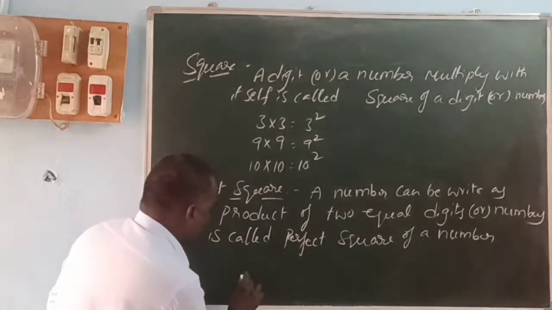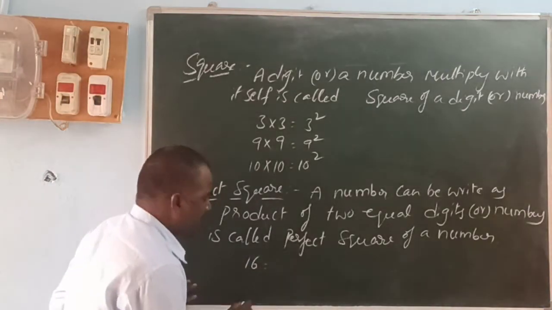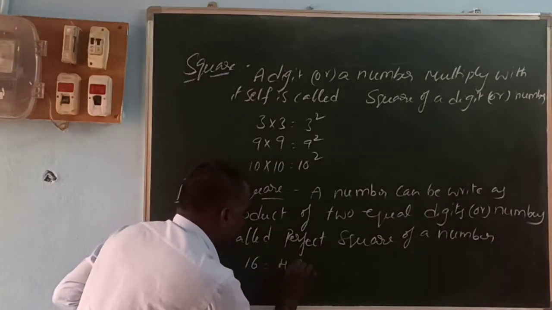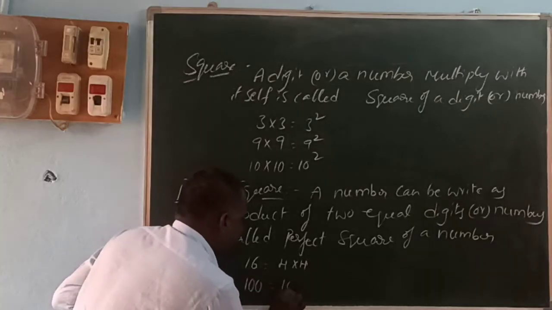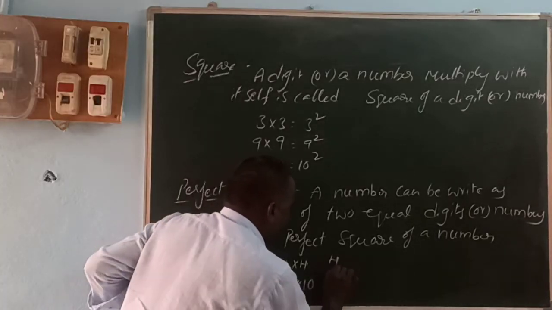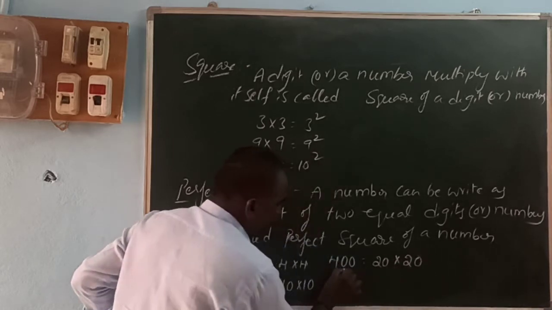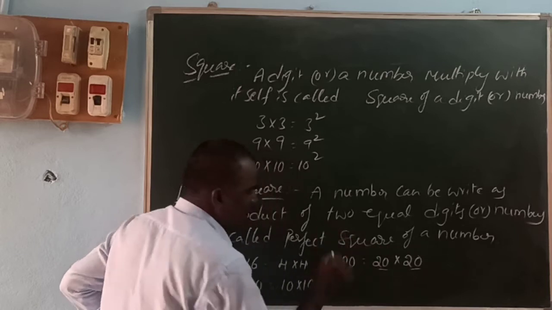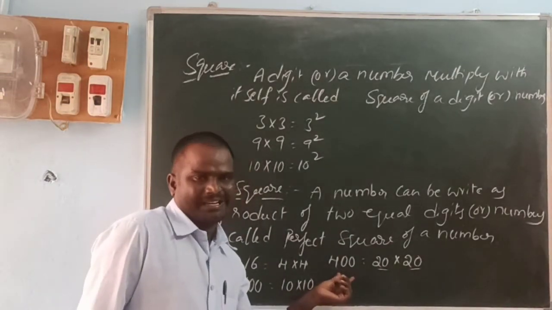Okay, so how? Suppose 16. 16 is a number. That 16 we can write as a product of two equal numbers, that is 4 into 4. 100 we can write as 10 into 10. 400 we can write as 20 into 20. The 400 we can write as a product of two equal numbers. Therefore, 400 is called a perfect square of a number.